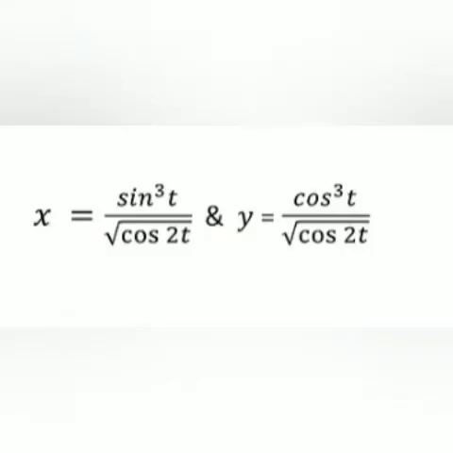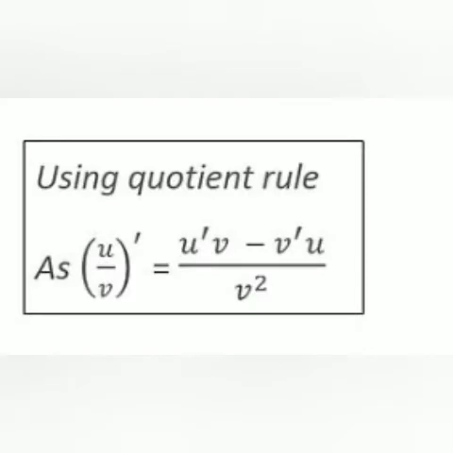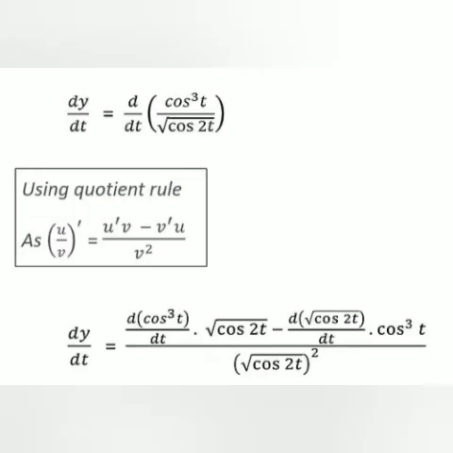Now we differentiate x and y using the quotient rule. In the quotient rule, we differentiate the numerator and keep the denominator as it is, minus differentiate the denominator and keep the numerator as it is, divided by denominator square. Now, applying the quotient rule to y, we get dy by dt is equal to differentiation of numerator and keep denominator as it is minus differentiation of denominator keep numerator as it is divided by denominator square.